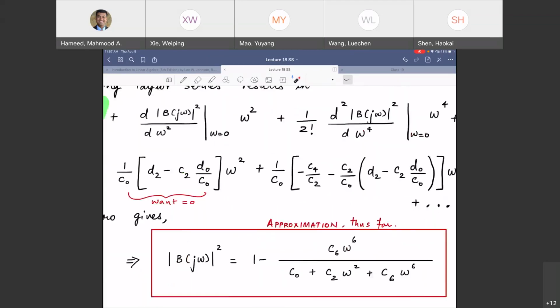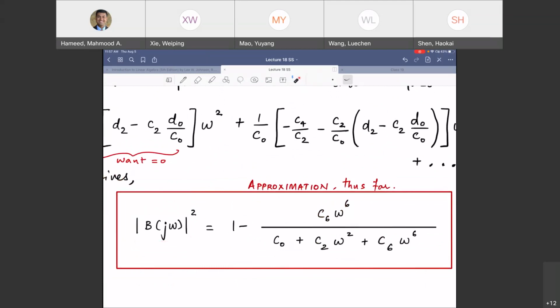What do you get? So far, you get the magnitude of B(jω) squared. We are considering the square of the magnitude, which will be 1 minus some coefficient C6 ω to the 6 divided by C0. C0 needs to be found, C2 needs to be found, C6 needs to be found. So we went from finding A's and B's to finding C's and D's, and now I just need to find 4 things, actually 3 things, C0, C2, C6.